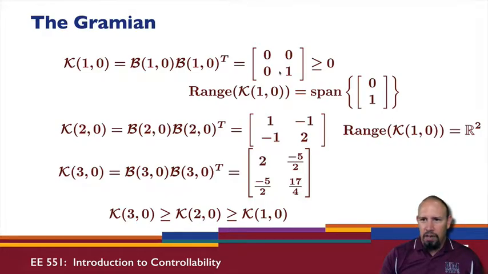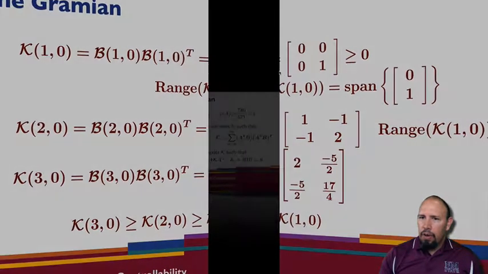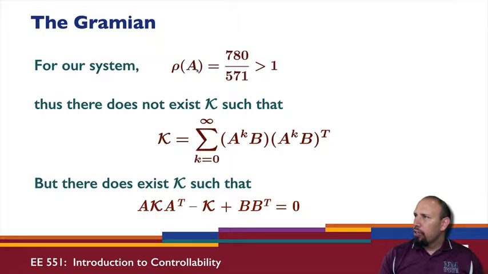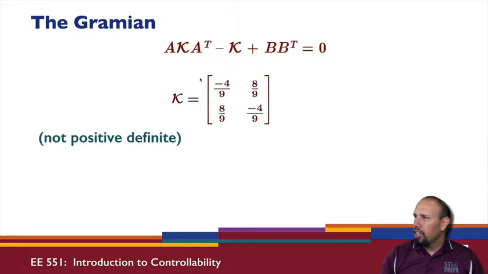And we can go through and show that. Now, in this particular example, the spectral radius of our A matrix is greater than 1. And so there is no solution to this infinite Gramian problem. However, there is a solution to this discrete time Lyapunov equation. We can go through and compute it, and this is the K that we get. And we see that K is not positive definite. I have negative diagonal elements, so this shows us that our matrix is not positive definite.